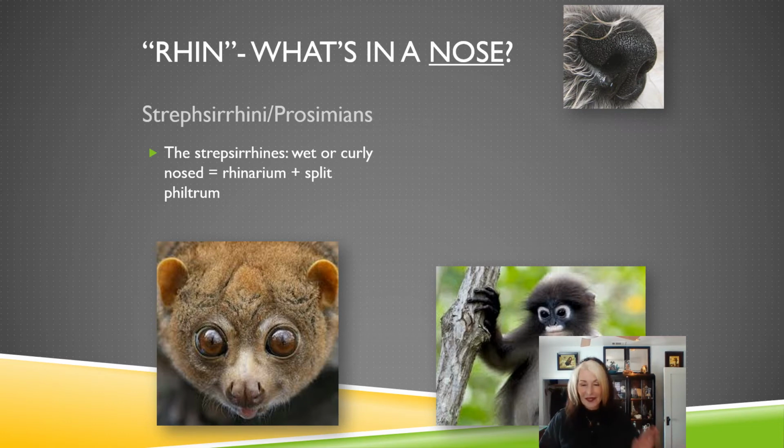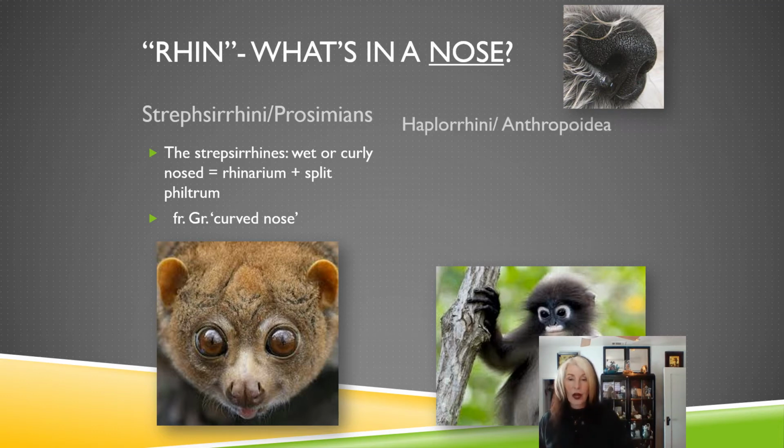and a number of the other features, and a grasping hand with 5 fingers, like the rest of the primates. Now the term strepsi means curved, so wet or curly nose. Now the opposite group, the Haplorhines or Anthropoidea. So anthro obviously is going to be a reference to the group that we would be in. So what's different about the nose in a Haplorhine or an Anthropoidea?